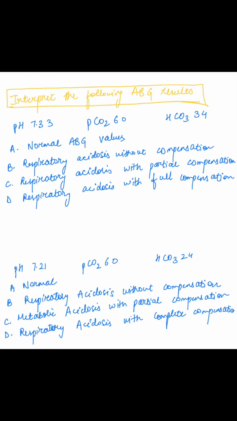Next is the interpretation part. From the pH, carbon dioxide, and bicarbonates, we will interpret the ABG. In this case, pH is 7.33, carbon dioxide is 60, bicarbonate is 34. So the answer is respiratory acidosis with partial compensation. In the next MCQ, pH is 7.21, carbon dioxide is 60, and bicarbonate is 24. So this is a patient of opposite direction. So this is respiratory acidosis without compensation, means pH is outside the normal range.